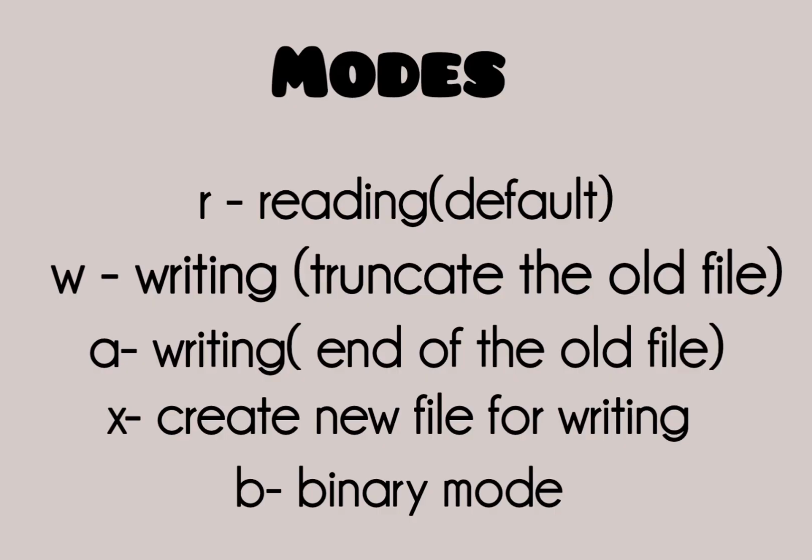Now the next mode is X, and by using this mode you can create a new file and write anything inside that file. And the next mode is B. This is the binary mode. It opens the file in binary mode.